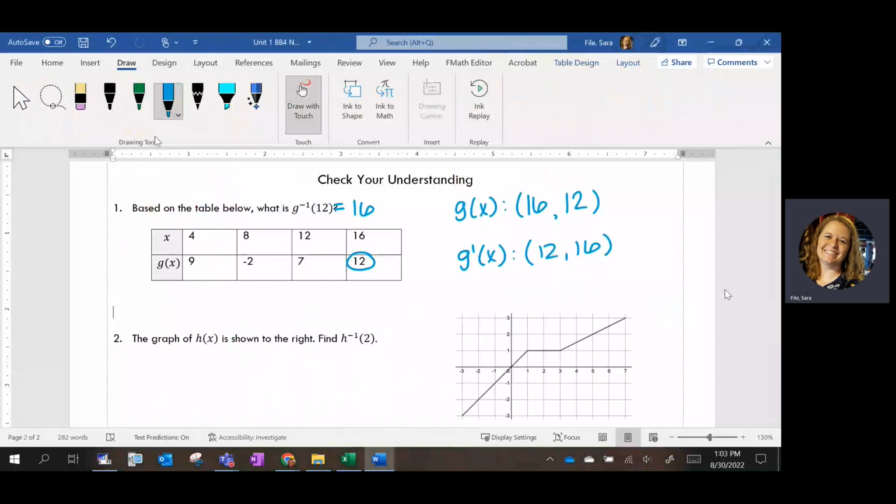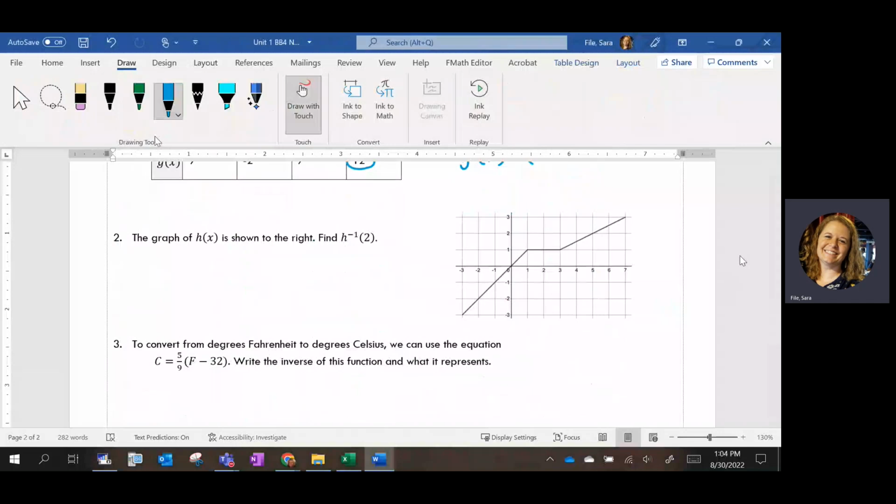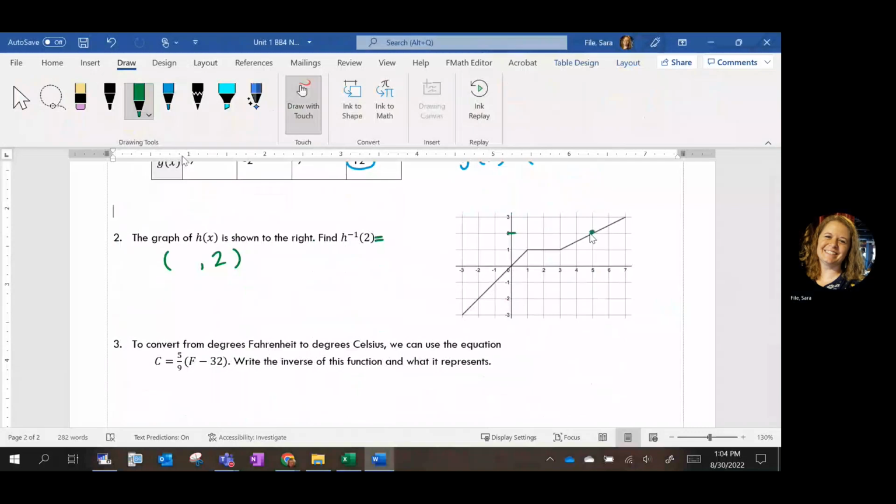Now we're doing the same thing in 2, except with a graph instead of a table, but the thought process is still the same. We want to know, what is the inverse of h of 2? So that means on the original h of x, 2 was the output. So we're going to look at the graph. The graph is of h of x. Where is the y, 2? It's here. So here's the point on the graph, and that's at 5. So the point on the original is 5, 2. So on the inverse, it would be 2, 5.